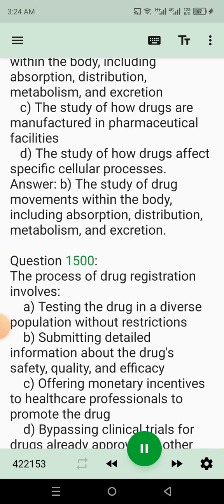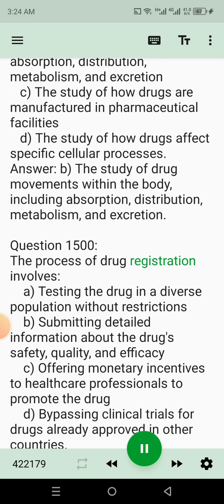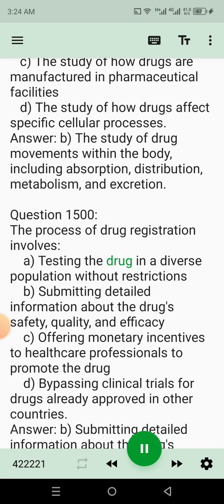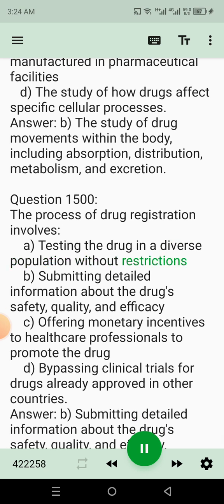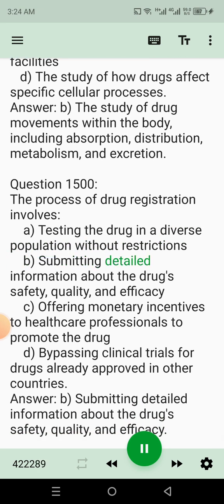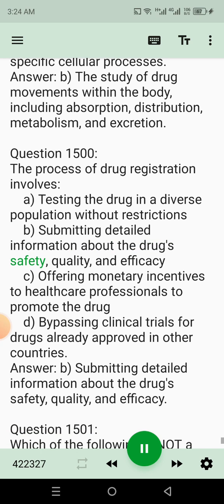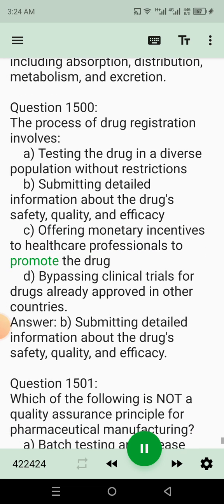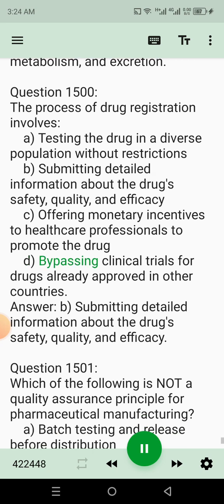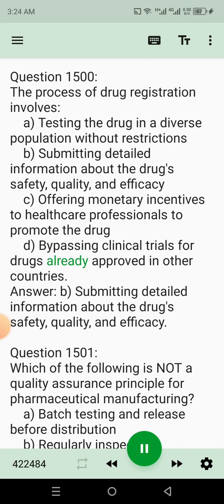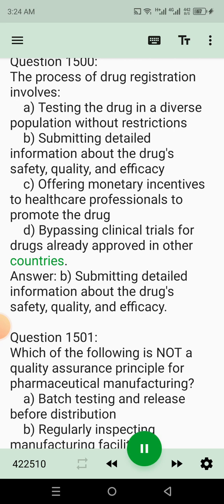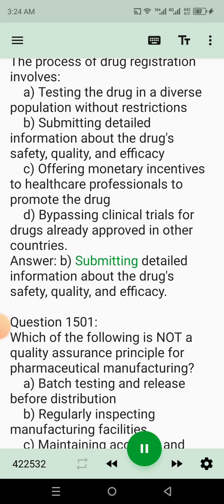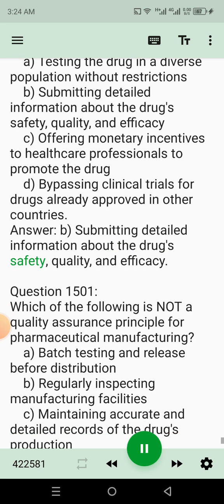Question 1500. The process of drug registration involves: A. Testing the drug in a diverse population without restrictions. B. Submitting detailed information about the drug's safety, quality, and efficacy. C. Offering monetary incentives to healthcare professionals to promote the drug. D. Bypassing clinical trials for drugs already approved in other countries. Answer: B. Submitting detailed information about the drug's safety, quality, and efficacy.